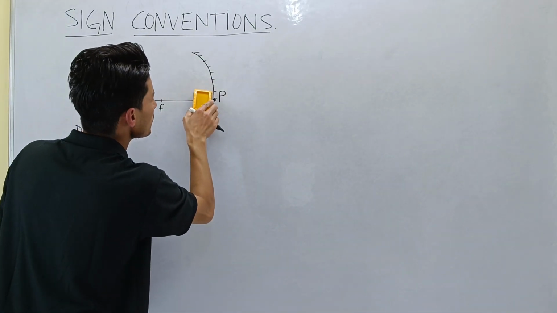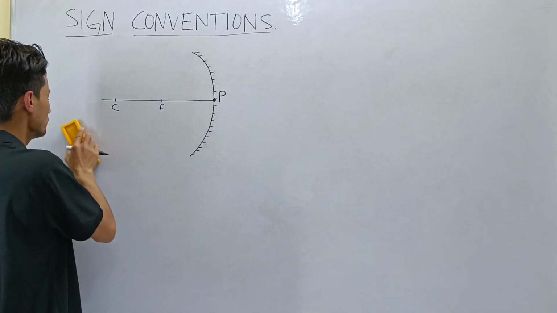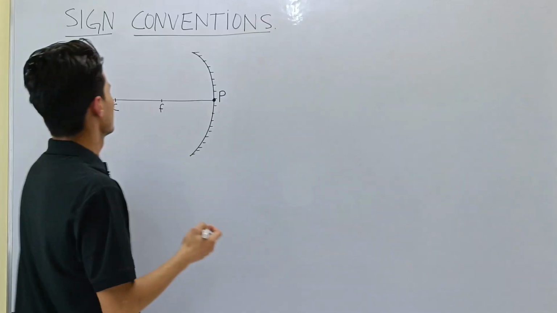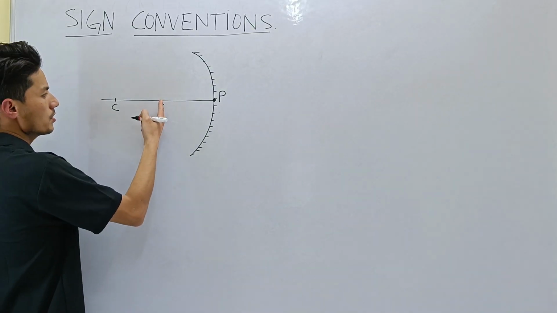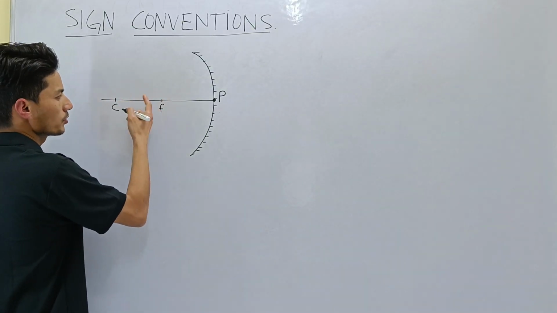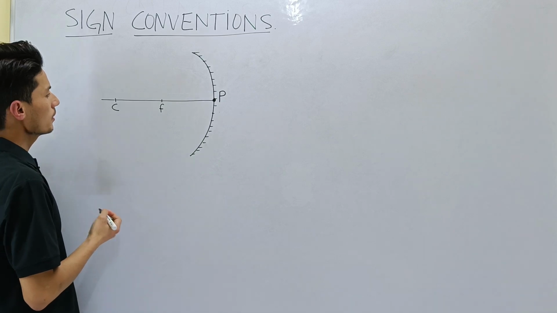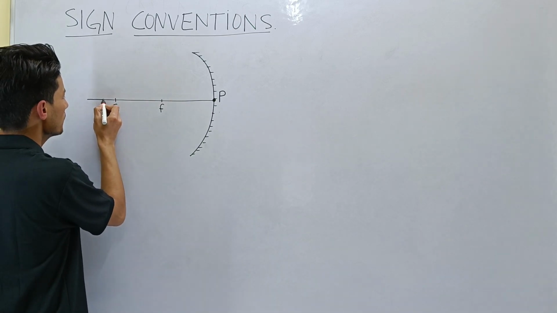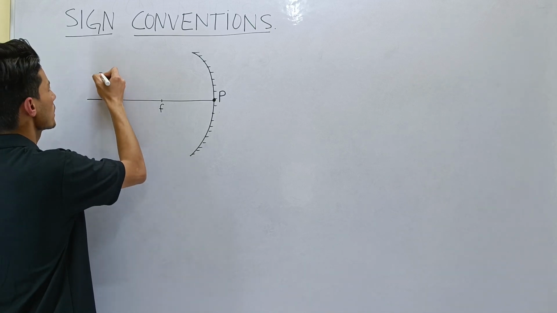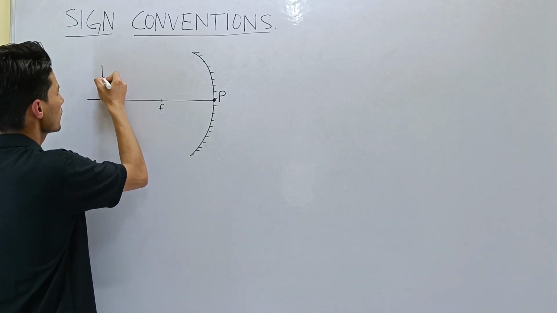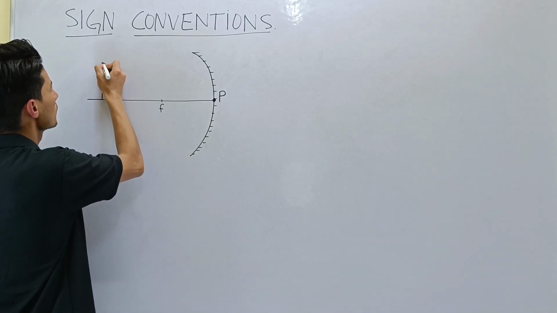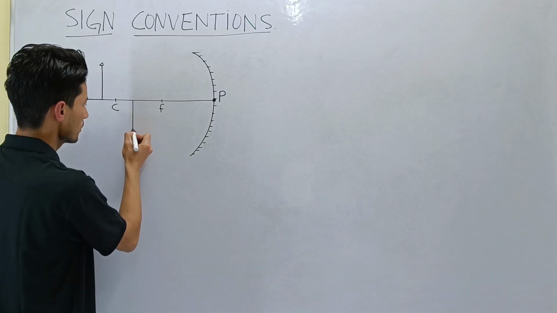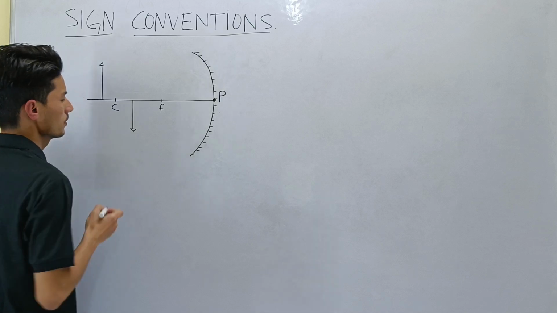We have already discussed these things, but time and again we need to revise them. Now focus and curvature are both found on the principal axis, so we have shown it. Then we will show the object also. So let me extend this a little bit, and let me draw the object here. This will be the object. Then let me draw the image here. Let this be the image.